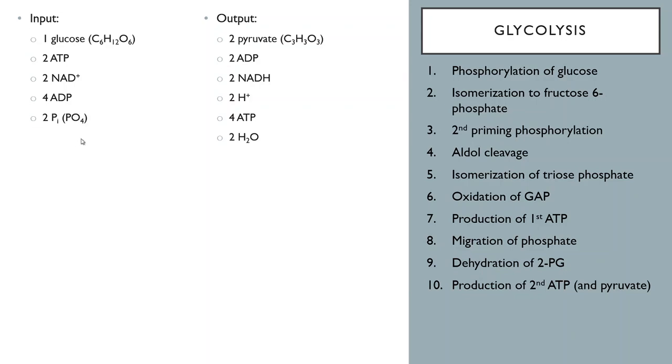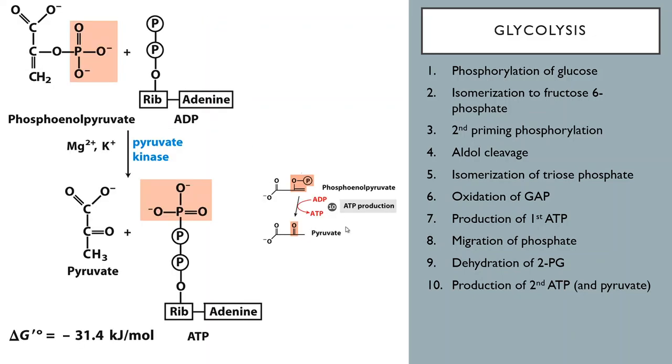2 inorganic phosphate groups. And then what you get out of the reaction at the end is 2 pyruvates, 2 molecules of ADP, which were broken down from ATP, 2 molecules of NADH, which are the reduced forms of NAD+. Those are going to be used later in the electron transport chain. 2 protons, 4 ATPs.